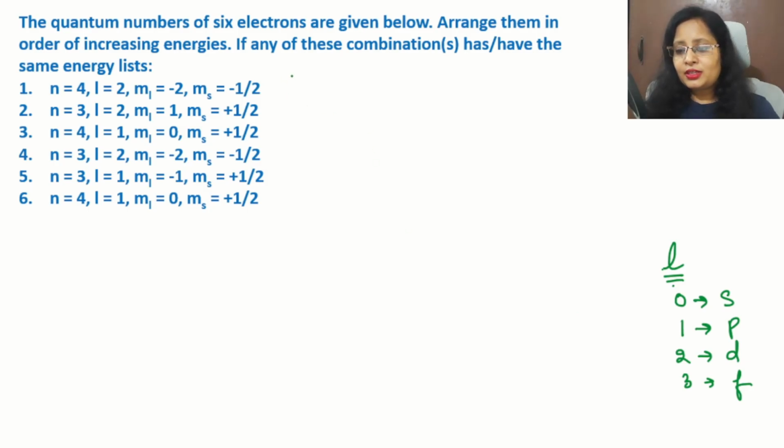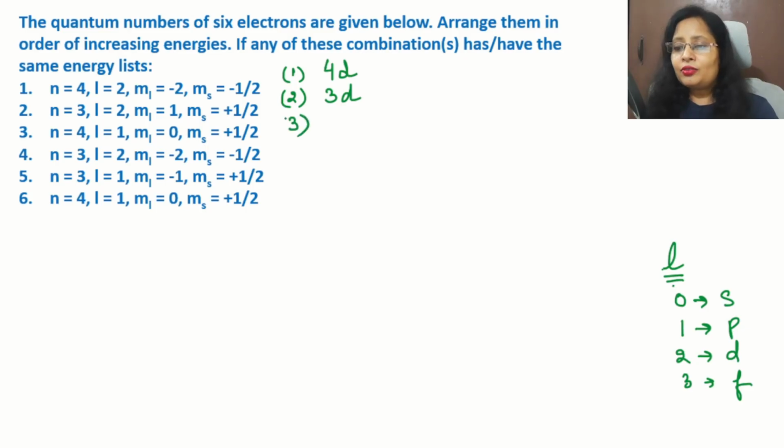For the first electron, n is equal to 4, l is equal to 2. n is the principal quantum number, it is the shell number. So 4 will be the shell number and the orbital number is l equal to 2, which means d. So we can say the electron is in the 4d orbital. In the same way, electron number 2 is in the third shell and the orbital number 2 means d. So the electron is 3d.